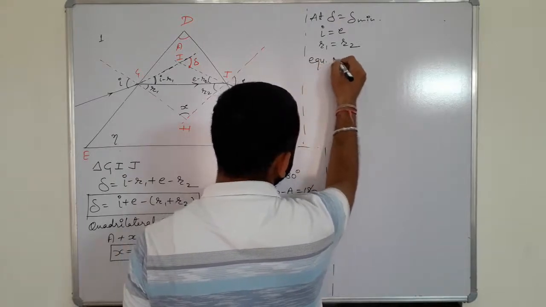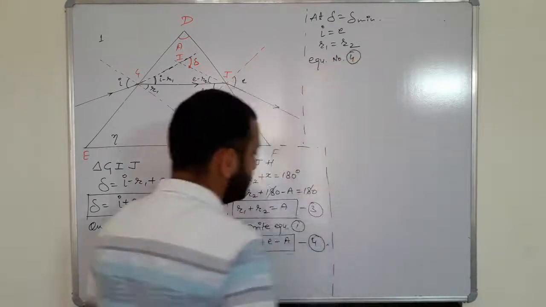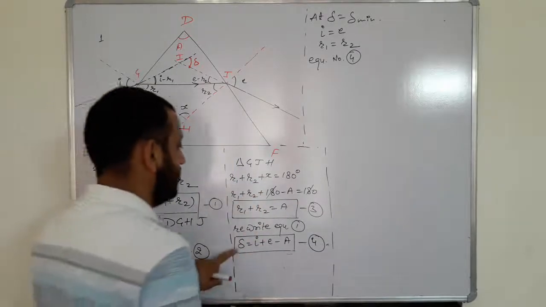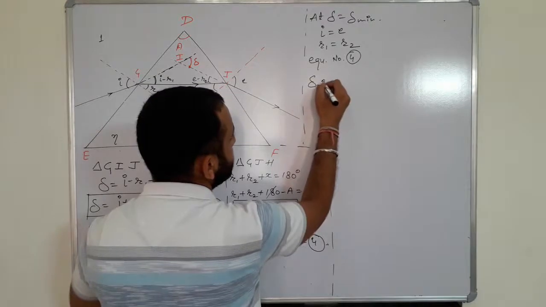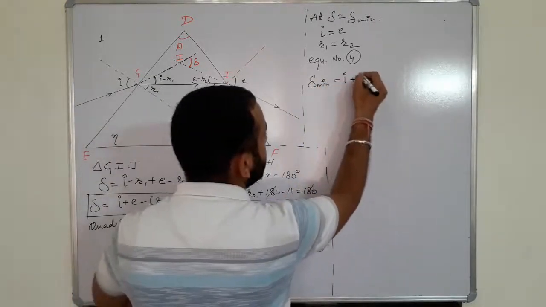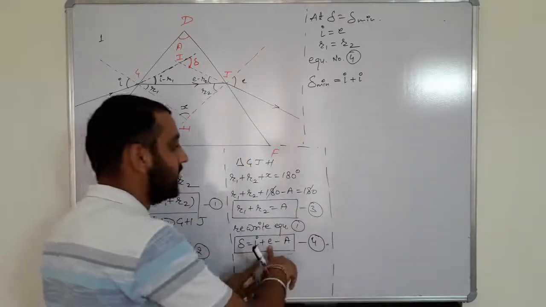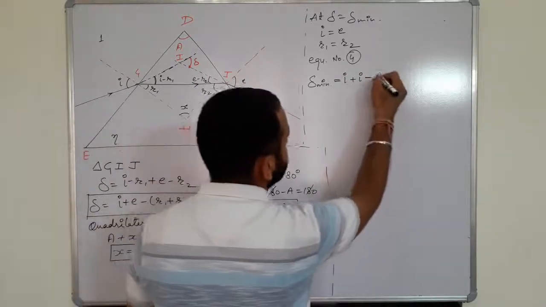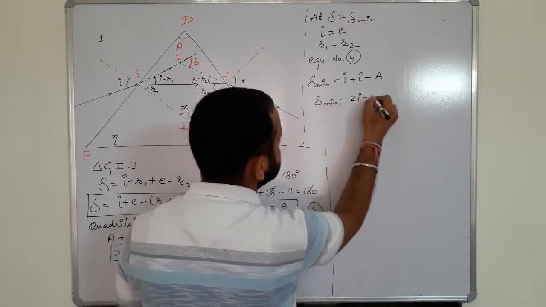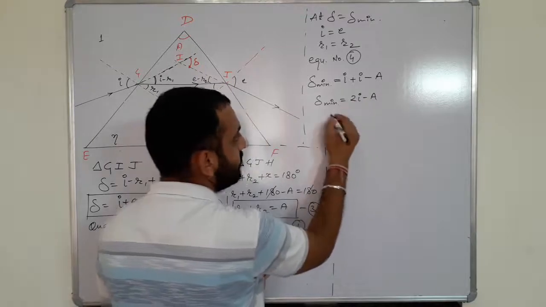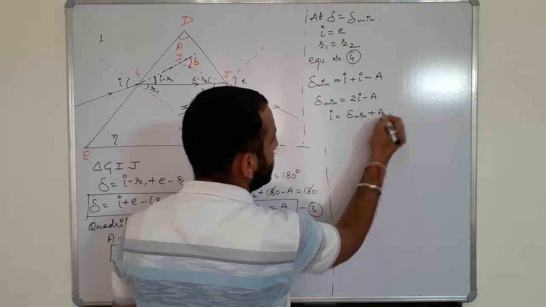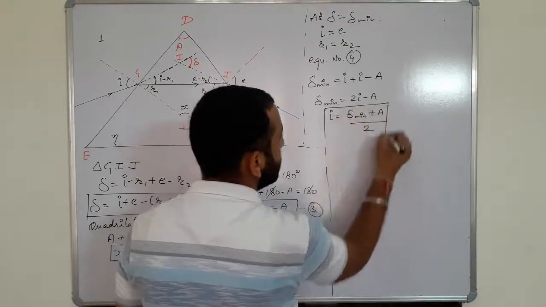Equation number 4, if I put delta minimum in place of delta, then I can put I in place of E, because I is equal to E minus A. So we can say that delta minimum is equal to 2I minus A. So if we find the value of I, we get I equals delta minimum plus A by 2. So this is the value of I.